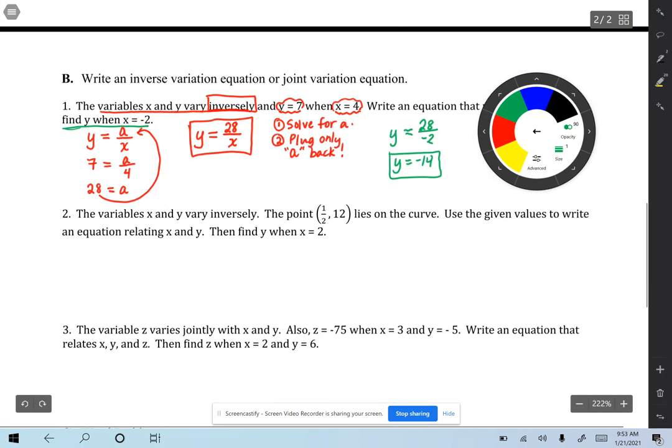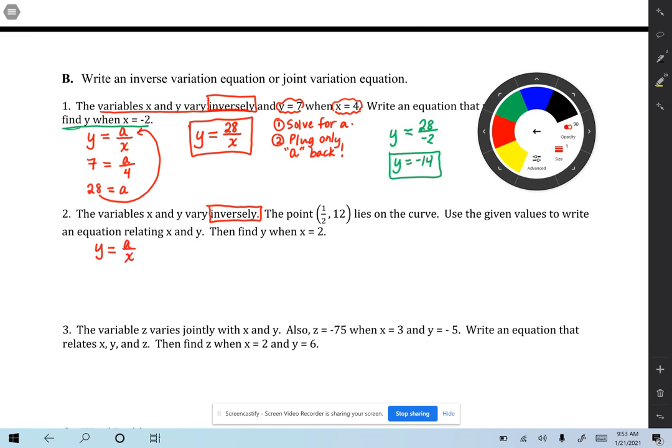Okay, next problem. The variables x and y vary inversely. So again, let's write our equation. Y equals a over x. The point 1/2, 12 is on that particular curve, the one that we graphed, but that's a different equation. So remember, a point is always x, y. So it's basically the same as problem number 1, but in number 1, I bubbled in y equals 7, x equals 4 because they were given as separate numbers. It's the same thing. So you're going to replace y with 12 and x with 1/2. Then you're going to cross multiply. You're going to multiply 12 times 1/2.